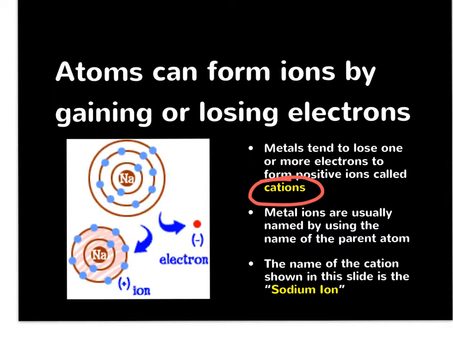Metal ions are usually named by using the name of the parent atom. So, for instance, we would say sodium ion. We use the word ion to tell the person that we're talking to that we are talking about something that has a charge, because ions have charges. They're either positive or negative. The sodium became positive because now it has more protons in its nucleus than it does electrons.